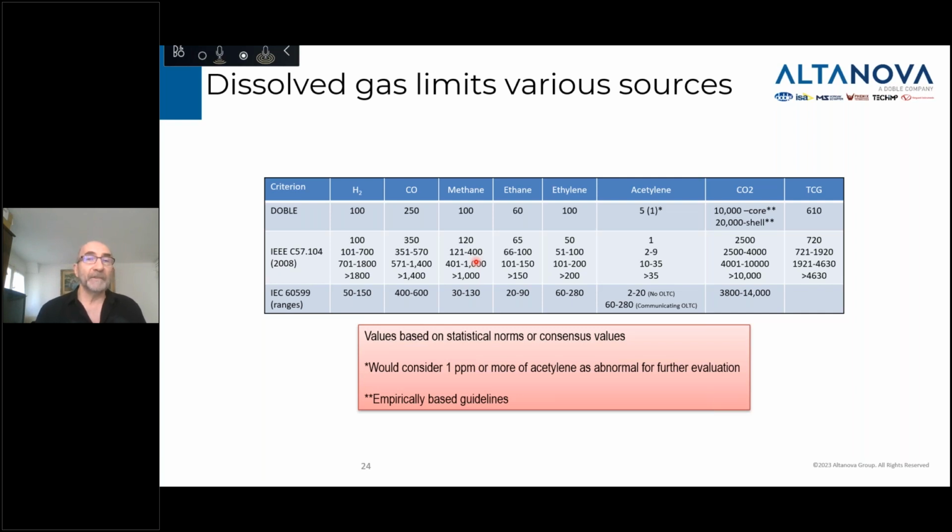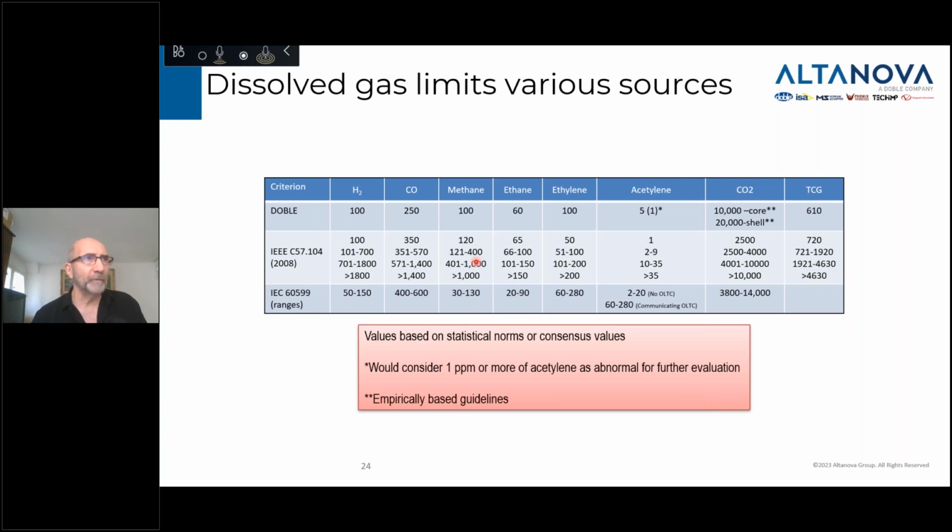The first thing we have is mostly gas limits. There are different types of criteria that have been developed over the years. I'm just showing here 3 of them that are mostly used around the world. You have the Doble criteria for the maximum level of gas that you should find in transformers in normal operation. You have the IEEE C57.104-2008, and you have the IEC 60599. Frankly, the majority around the world use the IEEE C57.104-2008 as a standard.